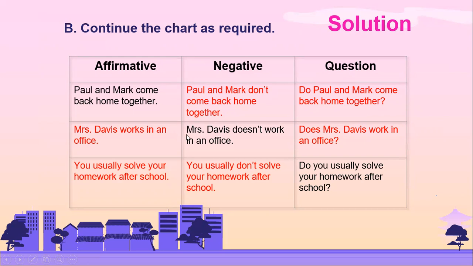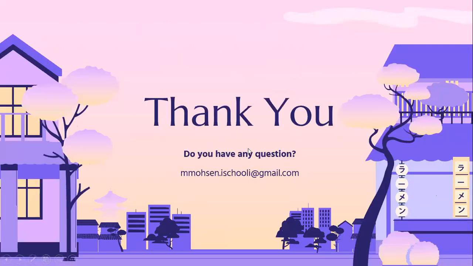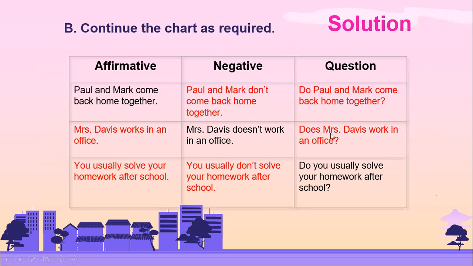The second example, Mrs. Davis doesn't work in an office. The affirmative would be: Mrs. Davis works in an office. So here it's doesn't. We remove the does and the not, and of course, we add S to the verb. And the question would be: Does Mrs. Davis work in an office? We start the question with does, because Mrs. Davis is singular, one person, so does. Here it's a plural, do, okay?